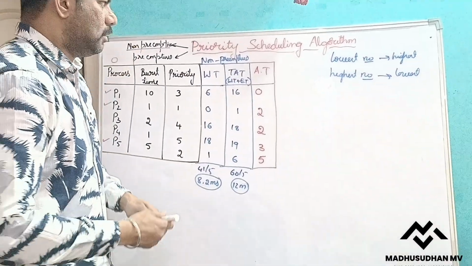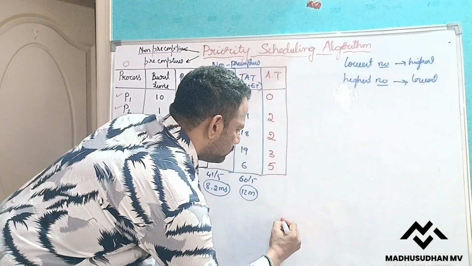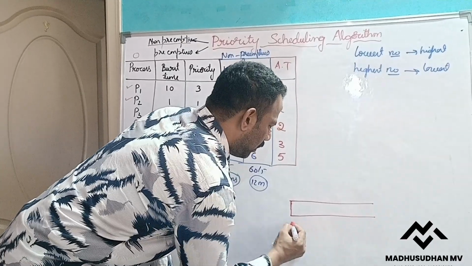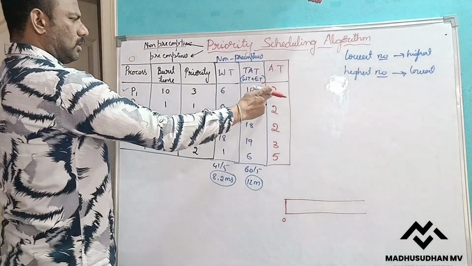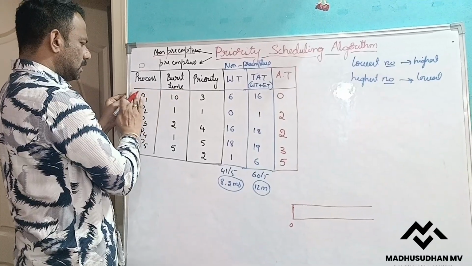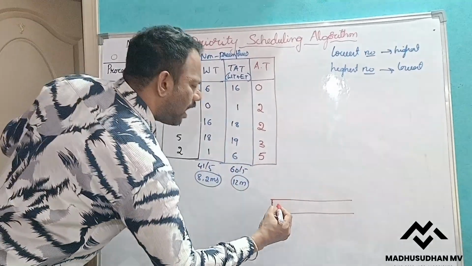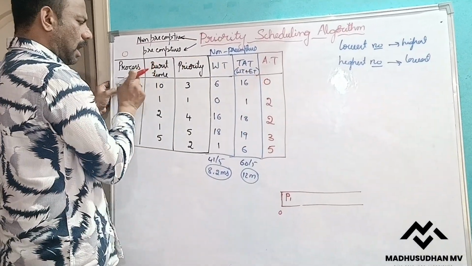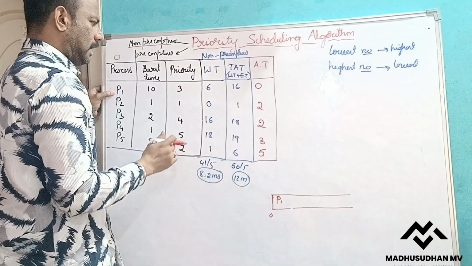Now first I will write the Gantt chart. At time 0, which process arrives? Only one process arrives, that is P1. So now I have to start P1, I don't have any choice, because at time 0 I only have P1, so I started P1.